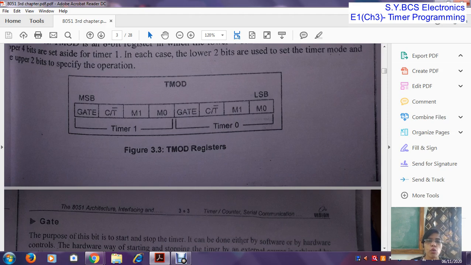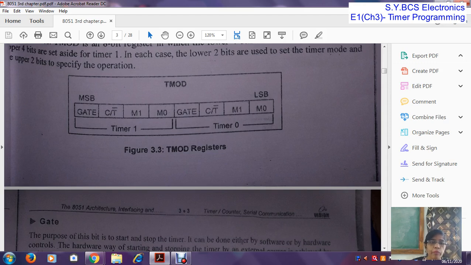So for starting and stopping the timer, there are two methods: the hardware method and the software method. When we make this gate bit equal to 1, then the timer is started and stopped by the hardware method, and when we make the gate bit 0, then the timer is started and stopped by the software method.